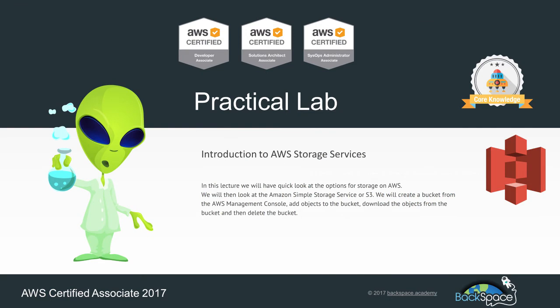In this hands-on introduction to AWS storage services, we'll have a quick look at the options that are available for storage on AWS, and then we'll have a look at one of those options, being the Amazon Simple Storage Service, or S3 for short. We're going to create a bucket from the AWS Management Console. We'll add objects to that bucket, and then we'll download those objects back from the bucket. And then lastly, we'll delete that bucket completely to make sure that we don't get a bill at the end of the month.